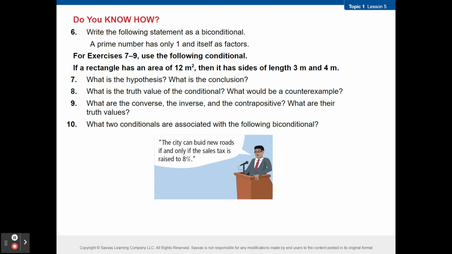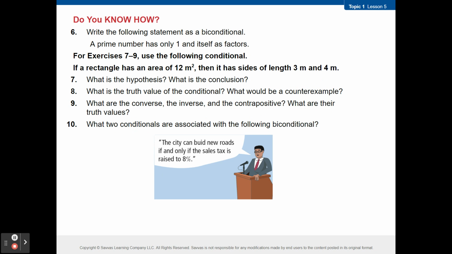All right. What is the truth value of the conditional? True or false? We've seen rectangles. 3 and 4 is true, but overall it's going to be false because it could also be 6 and 2. It can be 1 and 12, right? We have counterexamples, so it's false. What are the converse, the inverse, and the contrapositive? What are their truth values?